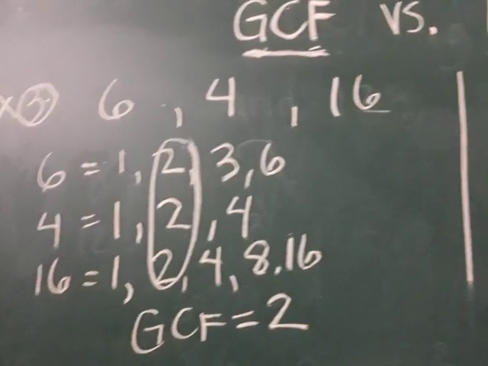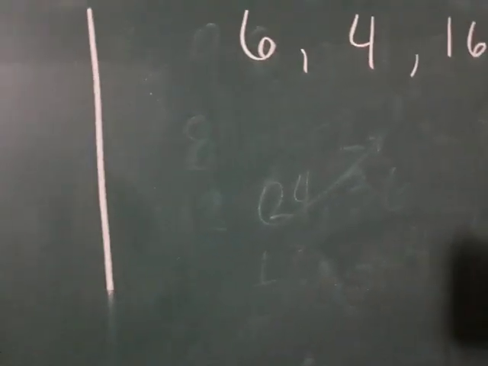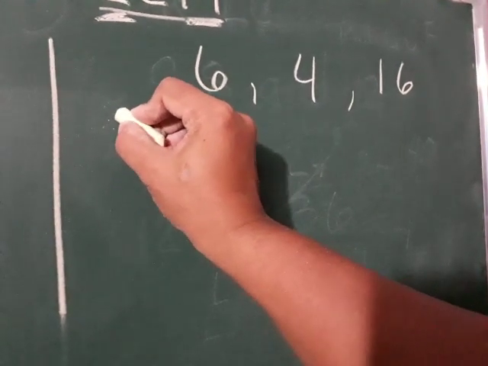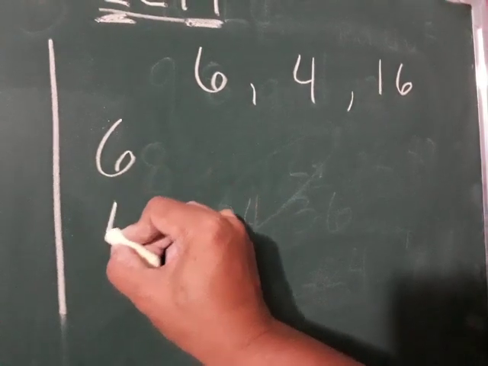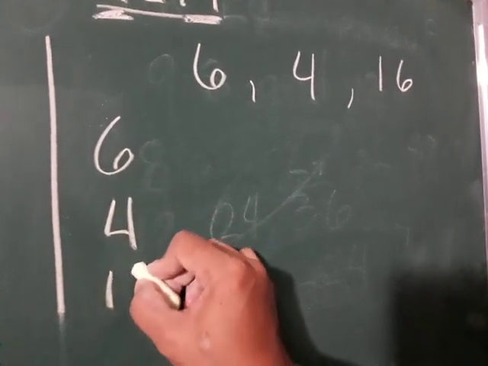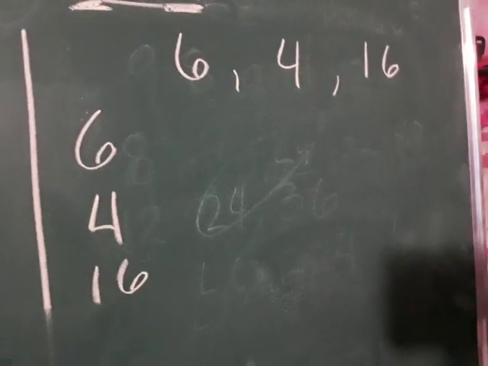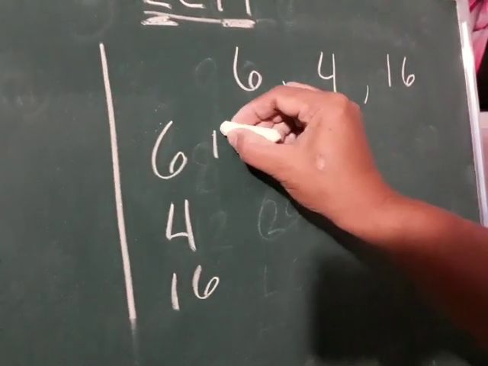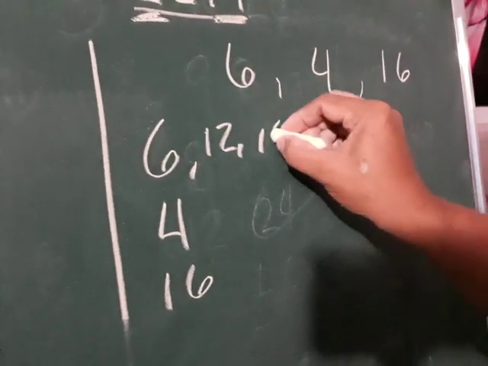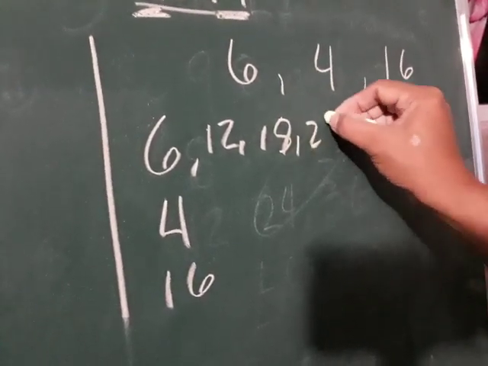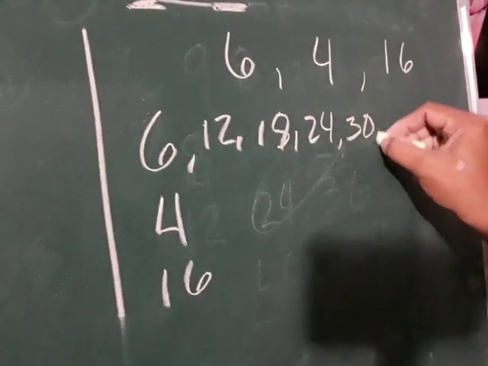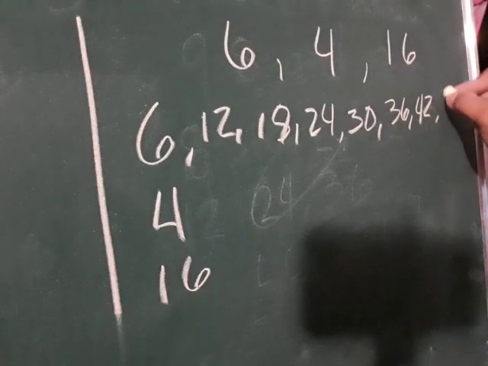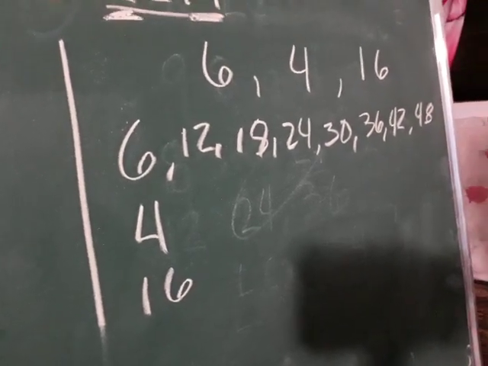Okay, how about our LCM? For our LCM, let's also write their multiples of 6, 4, and 16. So let's write their multiples. This is quite long. 6, 12, 18, 24, 30, 36, 42, 48. Okay, let's stop there.